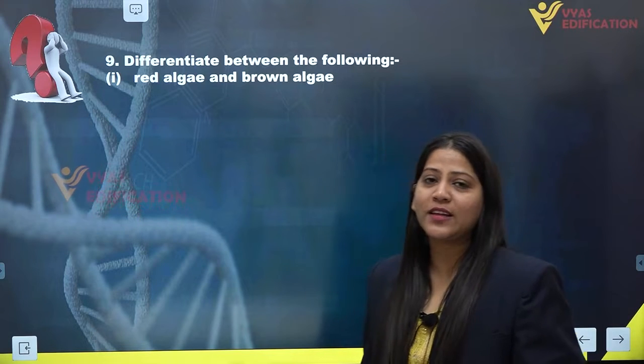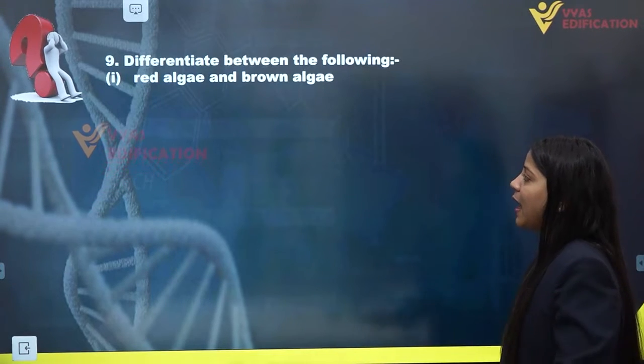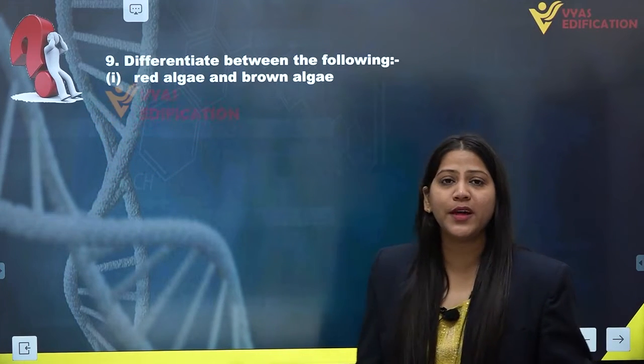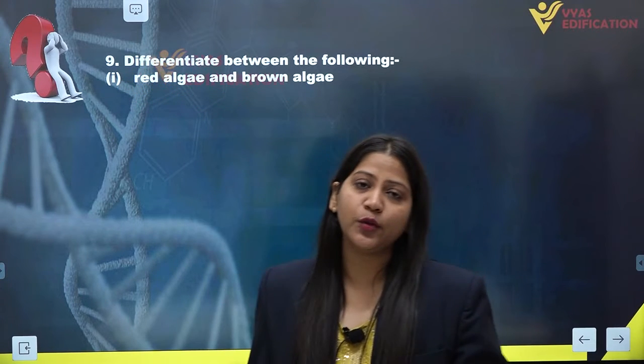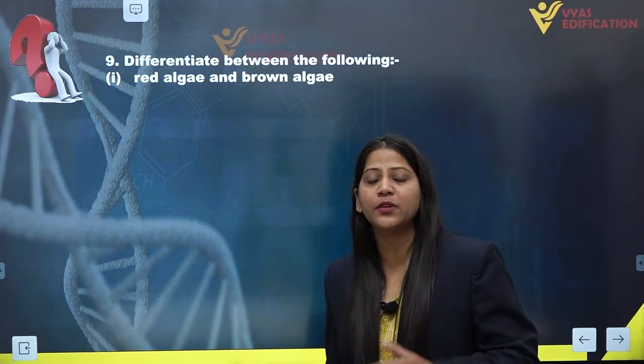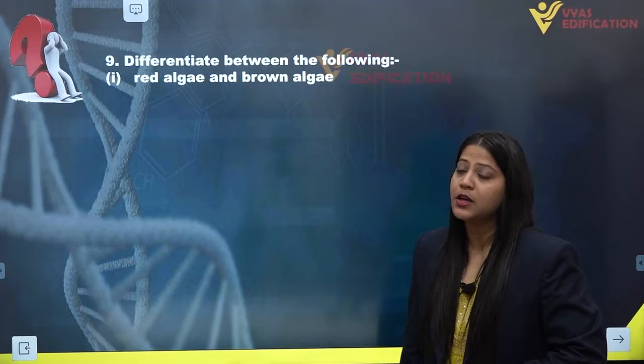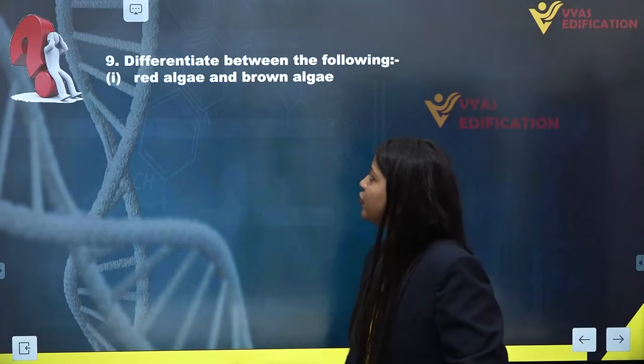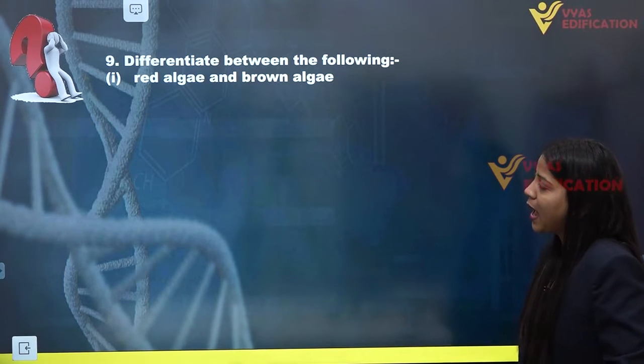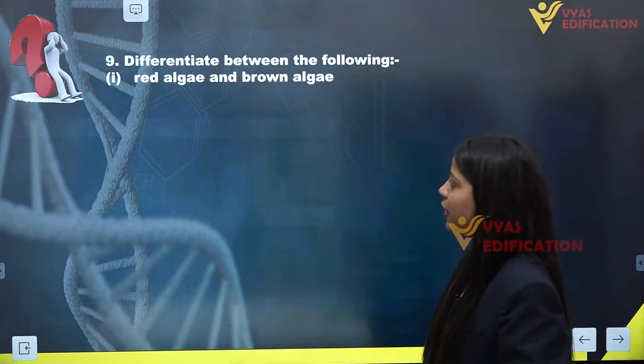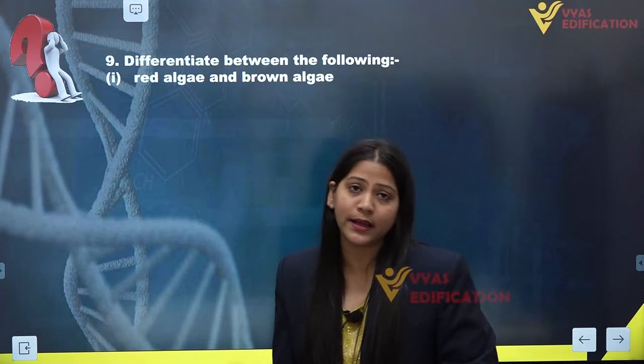So let's talk about the next question, that is question number 9. In question number 9, basically we have 4 parts. As you can see on the screen here, we have the first part of question number 9, which is differentiate between the following, and we have to differentiate between red algae and brown algae.